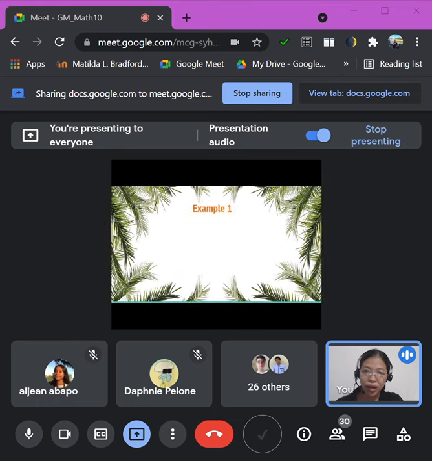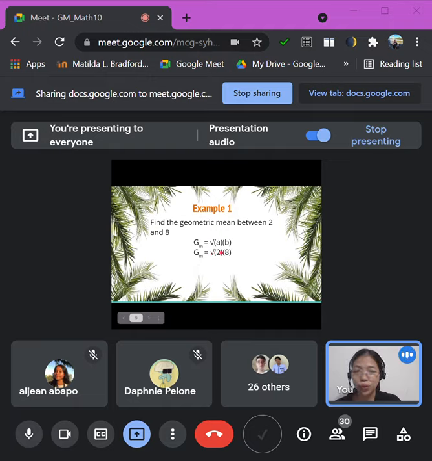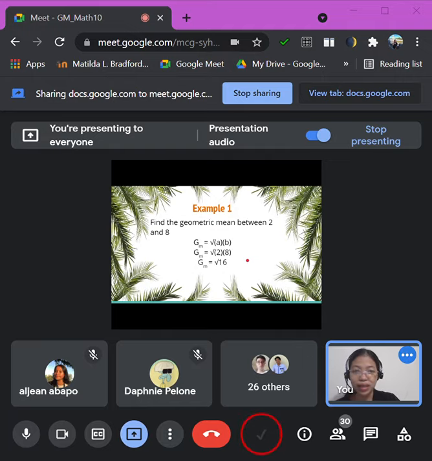Now, we are going to have example number 1. Find the geometric mean between 2 and 8. So, ang gihatag nga A o B dira, kay mo na siya ang 2, and then ang imuhang 8. So, you're just simply substituting the given into the formula. So, G sub m is equals to square root of A times B, so it will become square root of 2 times 8. So, we have there 2 times 8, that is 16.